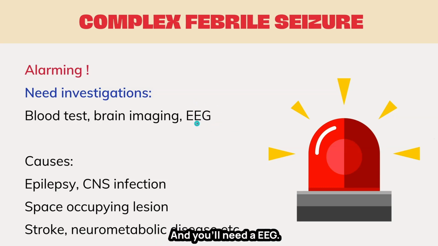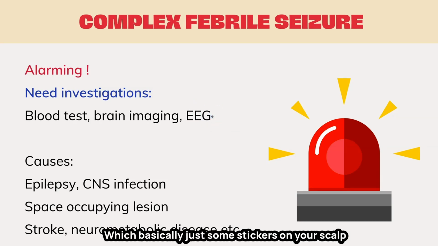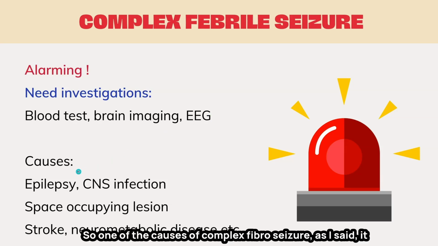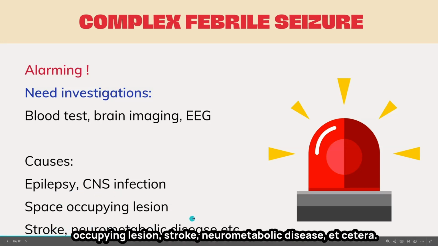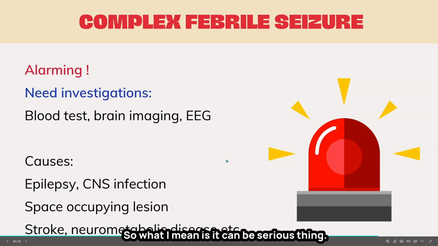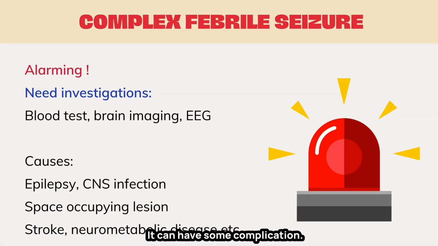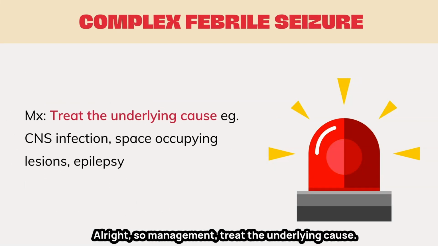And you will need an EEG, which is basically just some stickers on your scalp, on your head, and then they try to see if there's any abnormal neuronal discharge from the brain. So what are the causes of complex febrile seizure? As I said, it can be epilepsy, CNS infection, space-occupying lesion, stroke, neurometabolic disease, etc. So what I mean is, it can be a serious thing. It can have some sequelae, it can have some complications. So we need to be very careful, all right?